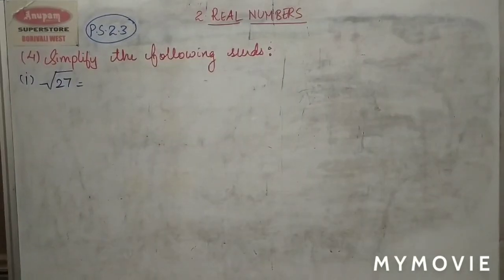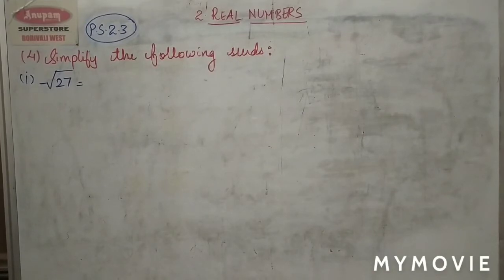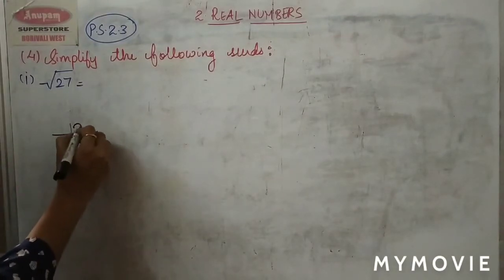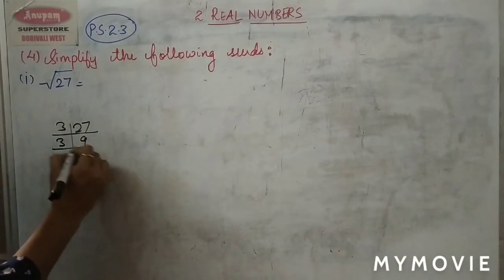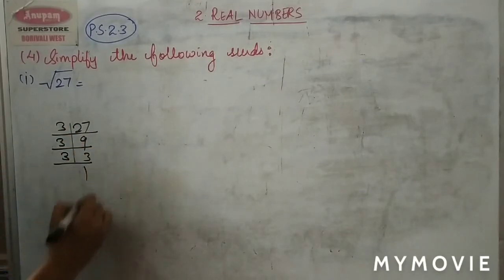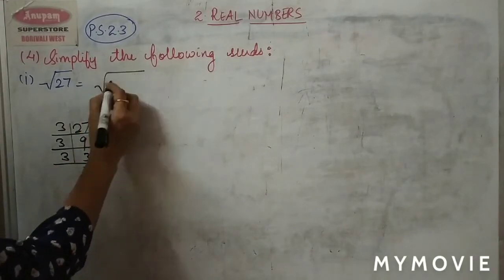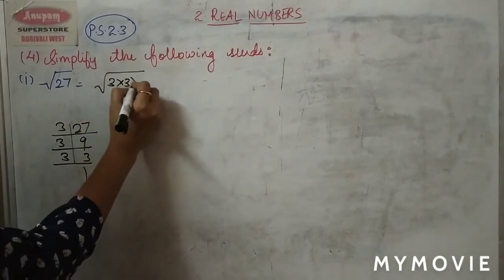The next question is simplify the following surds. In this you just have to factorize and find out what is the simplest form of this. It's very easy. Whatever we have done previously, we have to follow the same method. Like for example, if I have to find out square root of 27, I'll factorize it. 3 9s are 27, 3 3s are 9, and 3 1s are 3. So this is square root of 3 into 3 into 3.